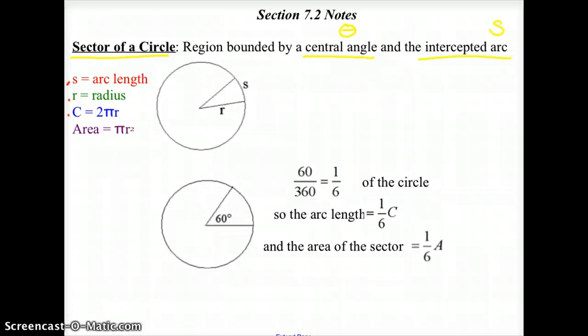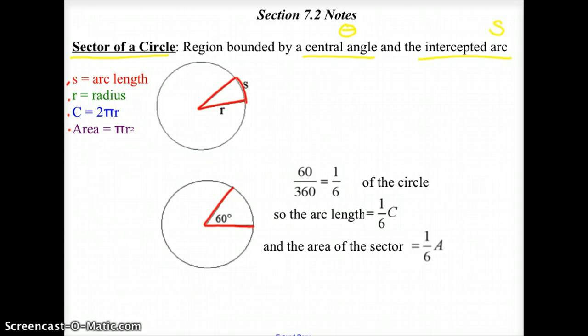We need to recall that the circumference of a circle is 2 pi r, and the area of a circle is pi times r squared. Now, I like to think of a sector of a circle as a slice of pizza. The crust of the pizza would be your arc length. Now, let's say my slice of pizza measures 60 degrees from the center.